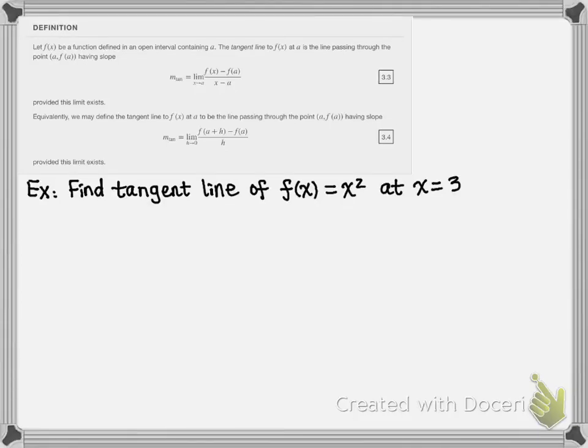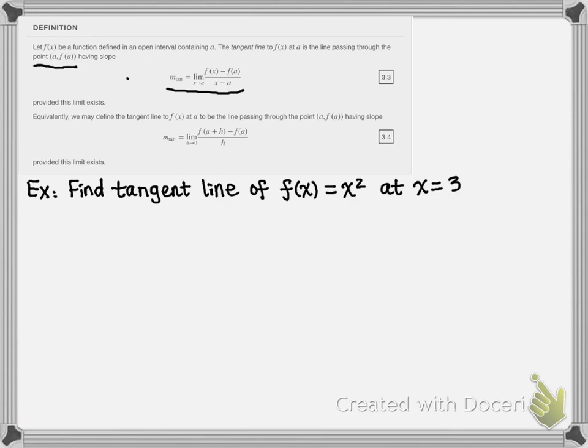In this section, we want to solve the tangent line problem. And in order to find a tangent line, we need the slope. So let f of x be a function defined on an open interval containing a. The tangent line to f of x at a is a line passing through the point a, f of a, and has the slope m of the tangent line equal to the limit as x approaches a of f of x minus f of a, all over x minus a.